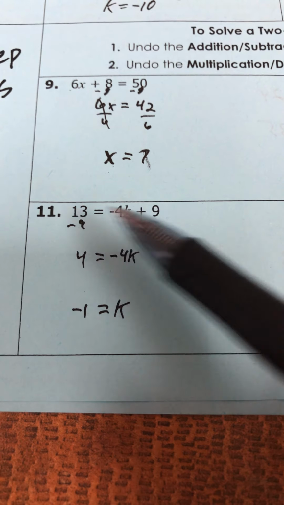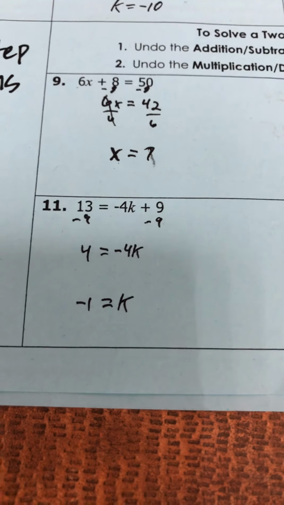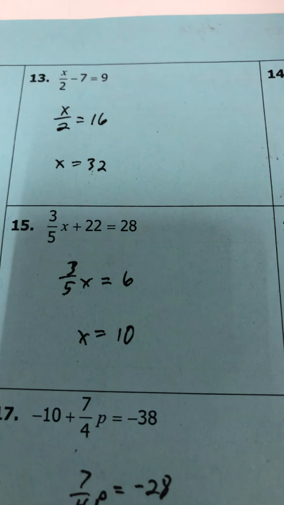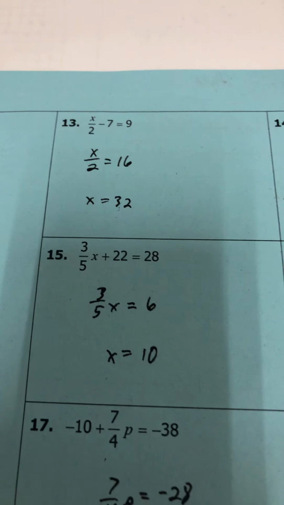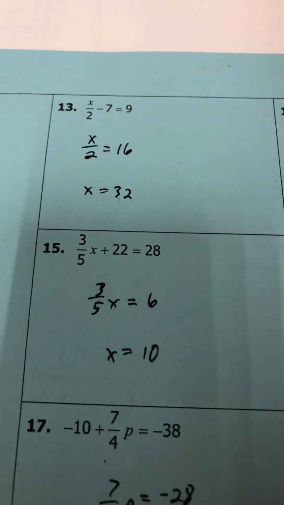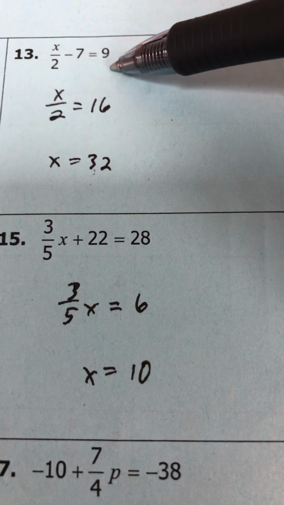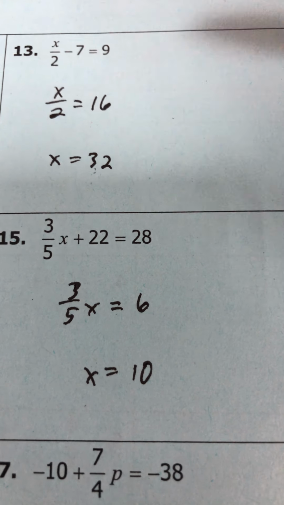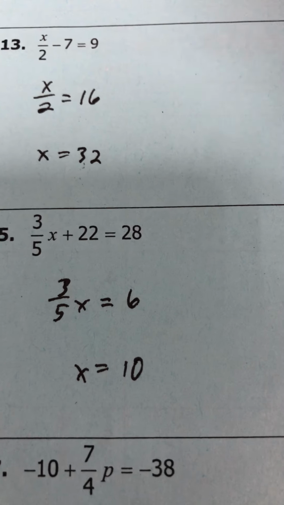Here I subtracted 9 from both sides, and then I divided both sides by -4, and I get -1 for k. I'm not showing a lot of steps because, like I said, I think you took these notes, and hopefully you're pausing if you didn't take notes, and you're getting this for the first time. I subtracted 7 from both sides. Ended up with this. Then I multiplied by 2 both sides, and I end up with what x equals.